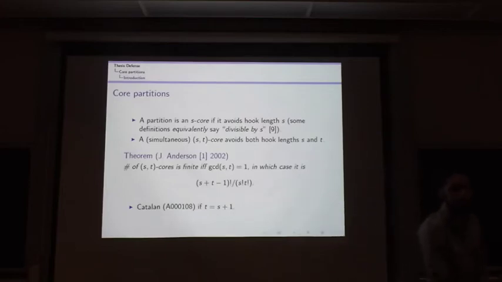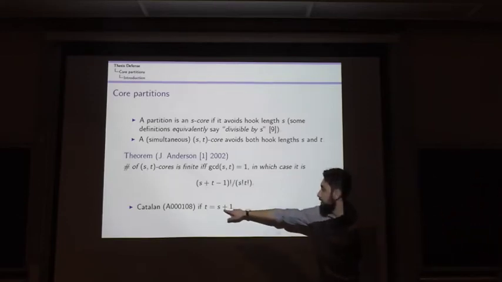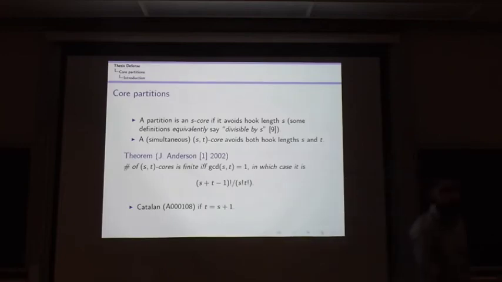Okay. In fact, it's only finite if S and T are relatively prime. Okay. And in that case, she found a formula for the number of S,T-core partitions. Okay. So if you look at the number of S plus 1 core partitions, where you plug in S plus 1 for T, it happens to be the Catalan numbers.